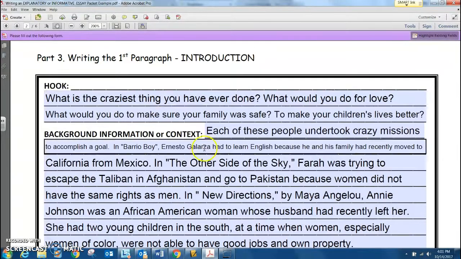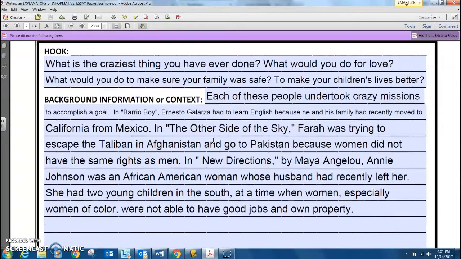And then they need to go into the background information. So here we're explicitly connecting the going on the mission to the individual people that the students have chosen. And so you can see it's the same pattern. Barrio Boy, Ernesto Galarza, Other Side of the Sky, Farah Ahmedi, New Directions, Maya Angelou. These are just the ones that I chose in the order that I chose to go in.